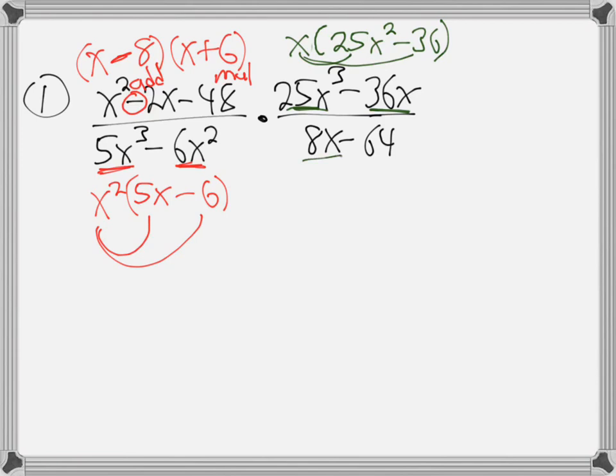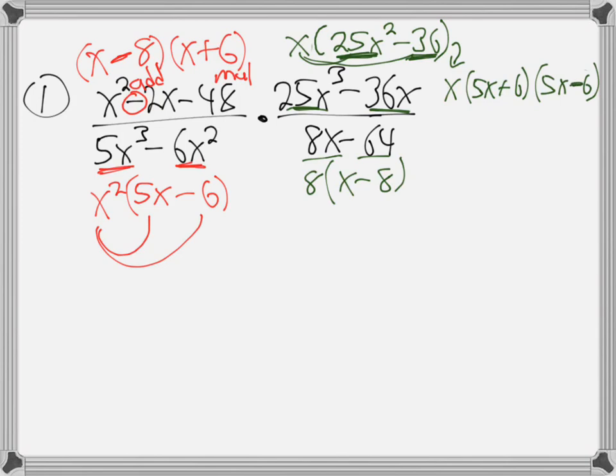And then this one, what do these guys have in common? 8 x minus 8. And then this one actually will go one more step, won't it? That x stays up front. What do you do with 25x squared minus 36? 5x plus 6. I'm kind of running out of room there. Five x minus 6, huh? Remember all that factoring from that last test we had? It had all that factoring on it.